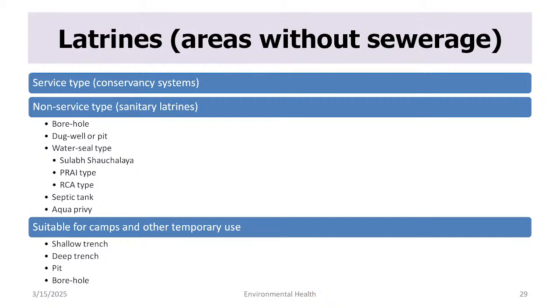Septic tank, which is very popular now in rural areas and in a lot of urban areas if there is no sewer line. This is something which is common. Aqua privy is very similar to a septic tank. It has some minor engineering differences. And they can be suitable for camps and other temporary use, because in camps there will not be any sewerage system. So you can have a simple trench or one of these two. So trench, pit or borehole, we cannot have these things in a temporary space.